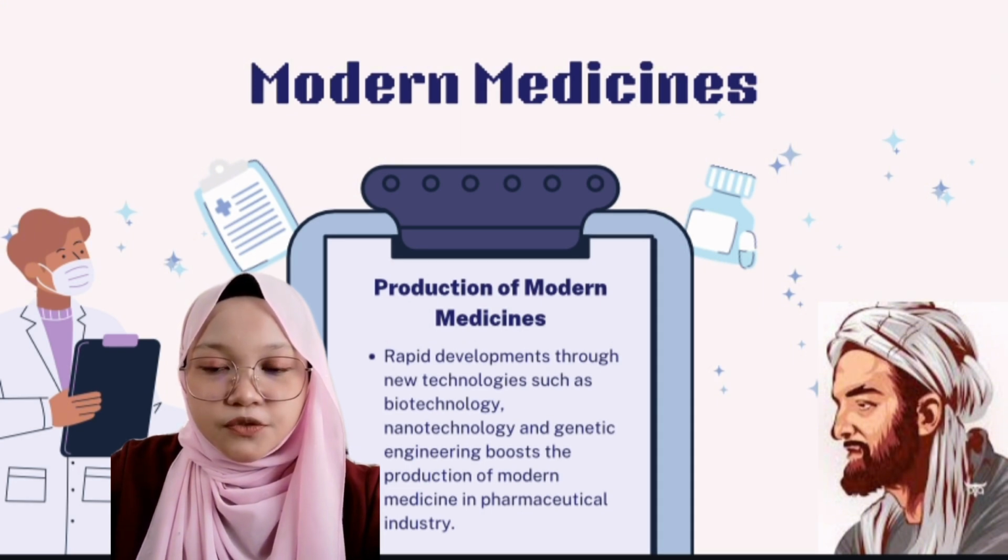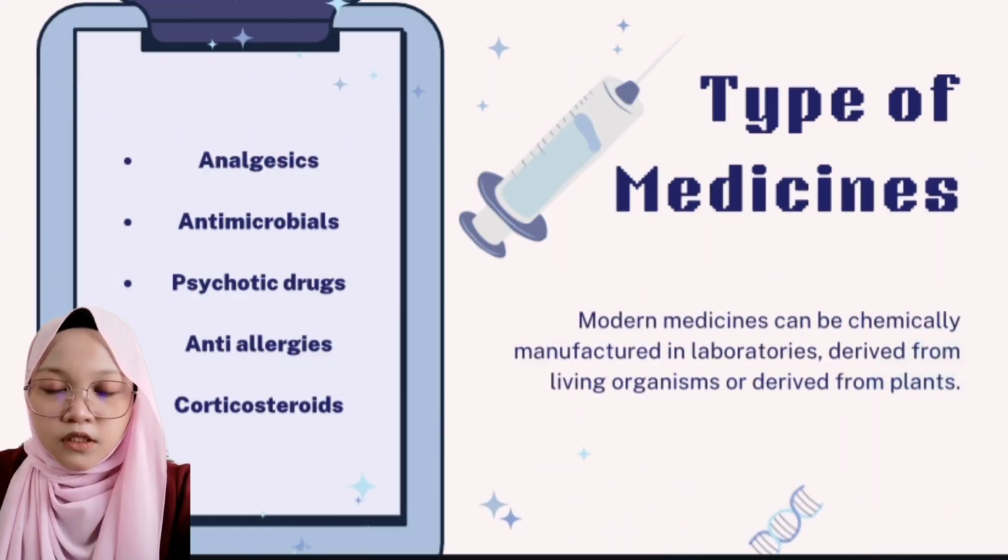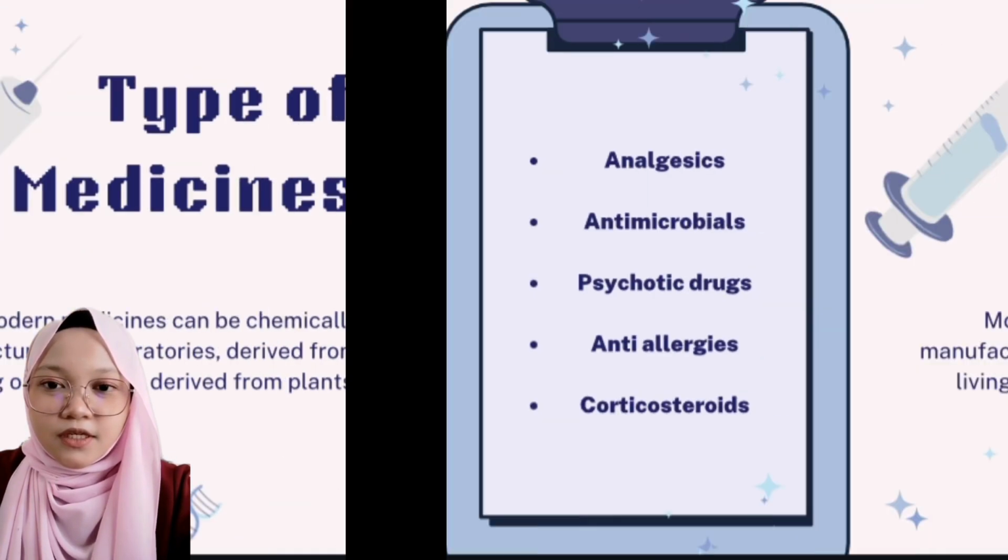Next, we have modern medicines. Rapid developments through new technologies such as biotechnologies, nanotechnologies, and genetic engineering boost the production of modern medicines in the pharmaceutical industry. There are a few types of modern medicines. For example, there are analgesics, antimicrobials, psychotic drugs, anti-allergies, and corticosteroids. These types of medicines can be manufactured in laboratories.